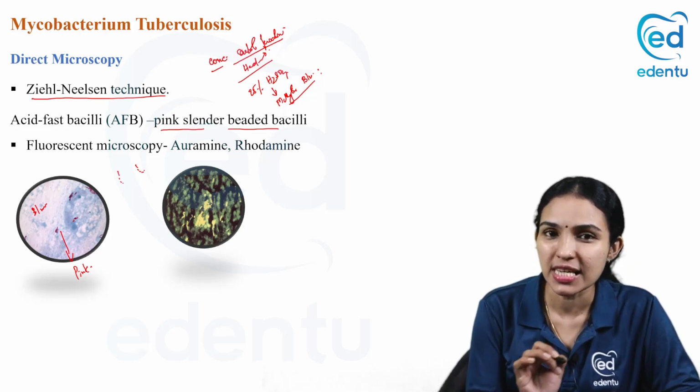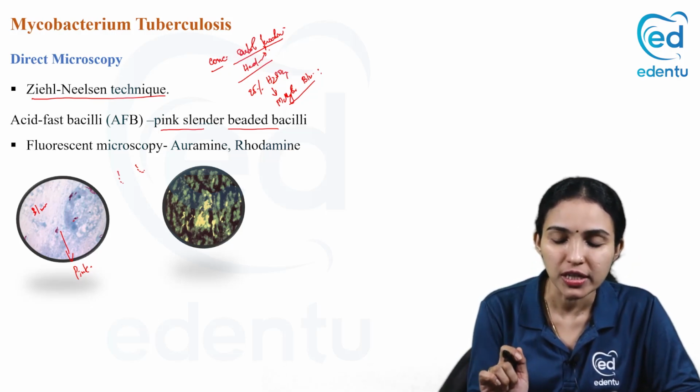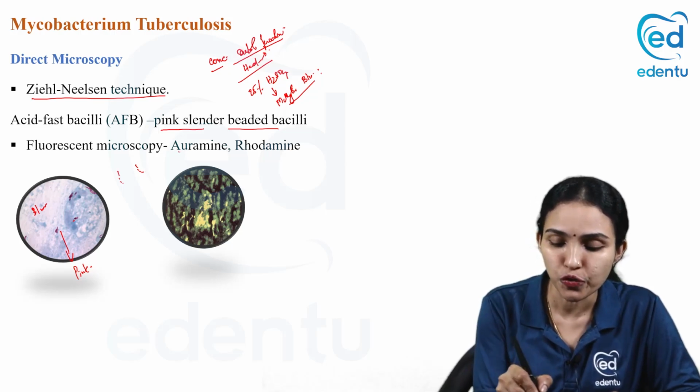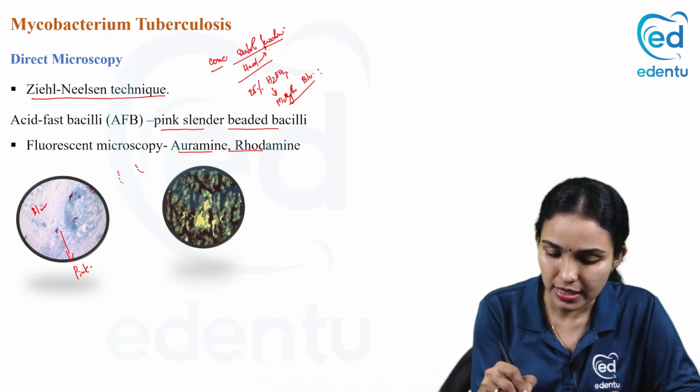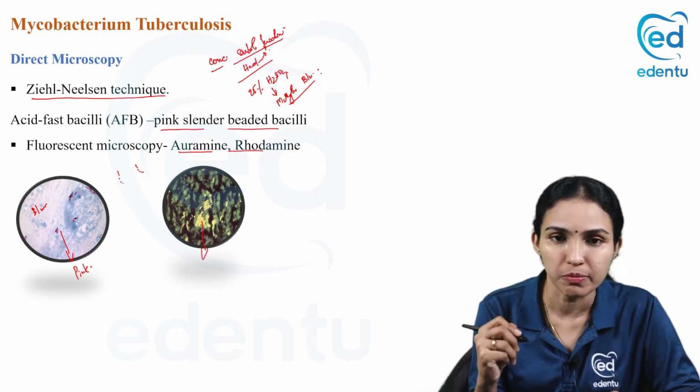Other than this Ziehl-Neelsen staining, we can also go for a fluorescent staining where you use a fluorescent microscope. We need fluorescent microscopy and you apply fluorescent dyes like auramine and rhodamine. It will look like this, a greenish background and yellowish colored bacilli.